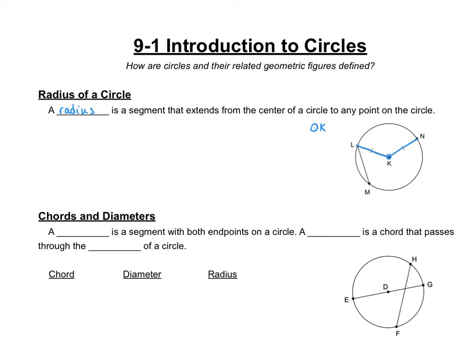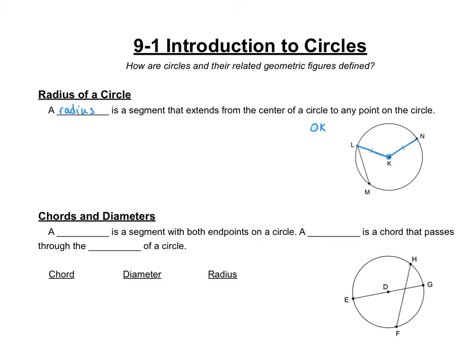Now, the circle is the set of all points in a plane that are equidistant from a given point called the center. So that's why the circle is equidistant. So any point that goes from the center of the circle to the edge of the circle is the same distance. So that's why we will find that our radii are all the same length.